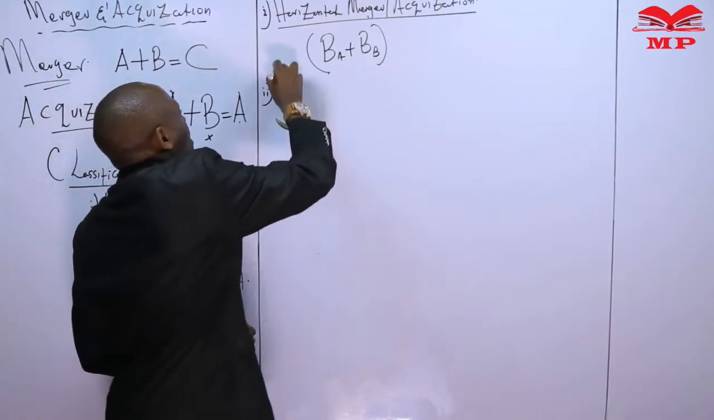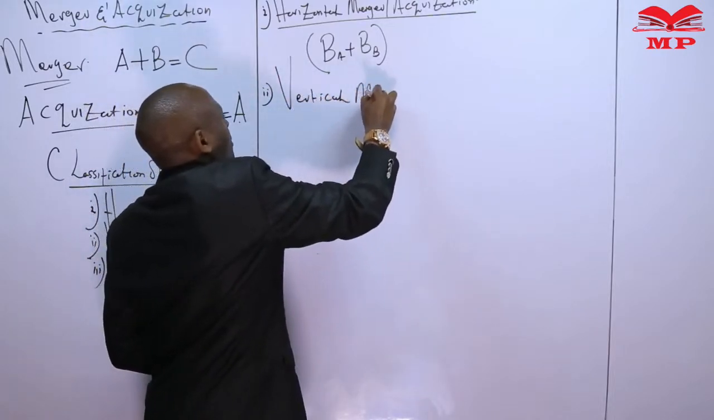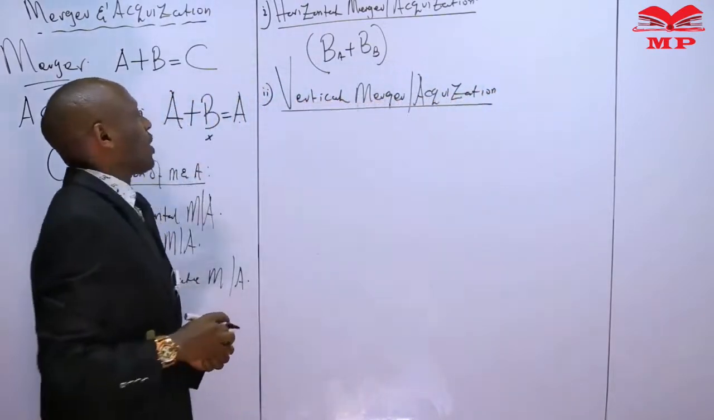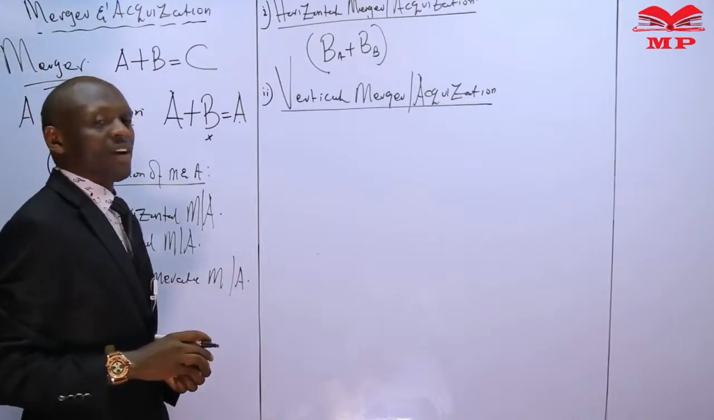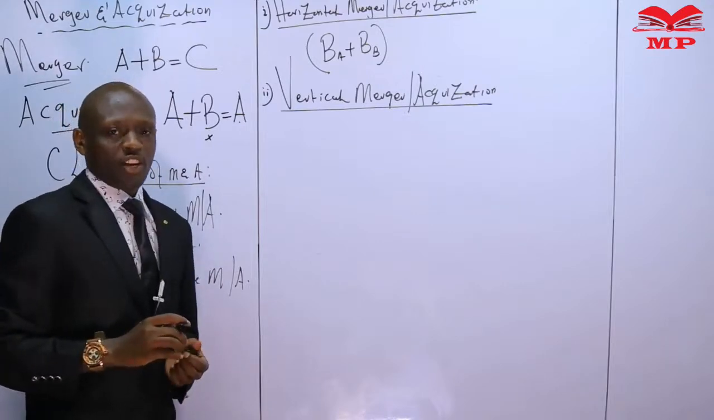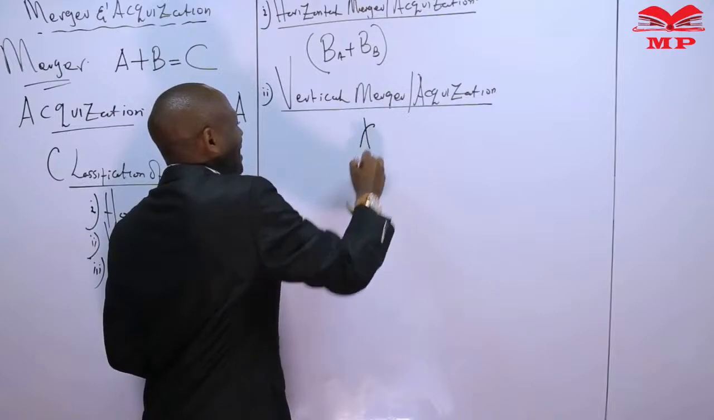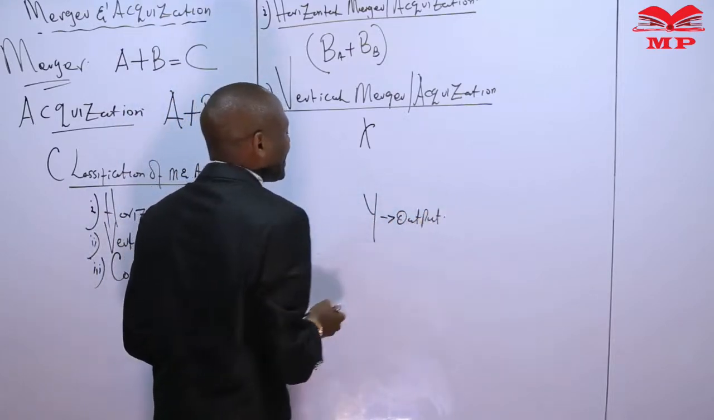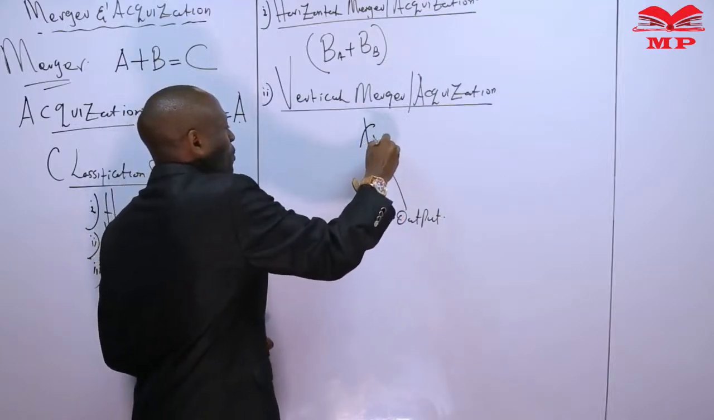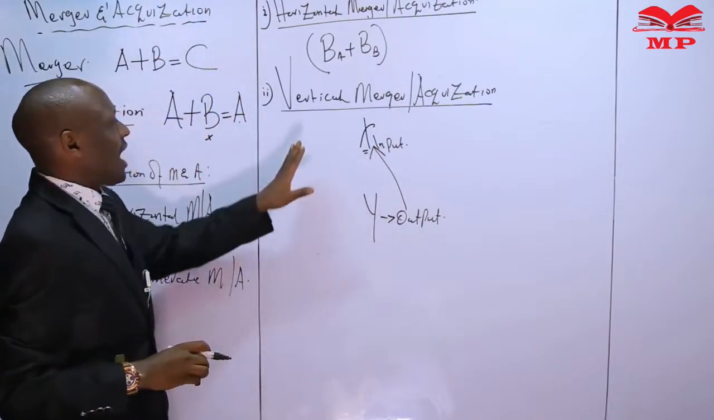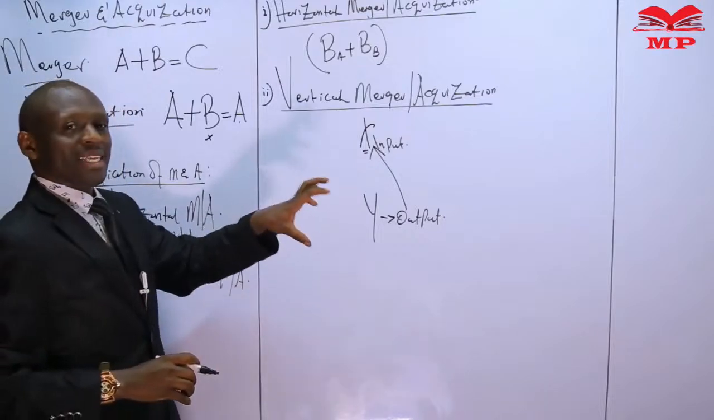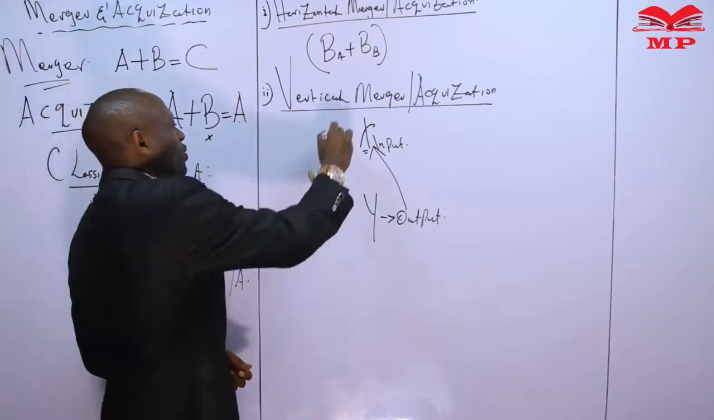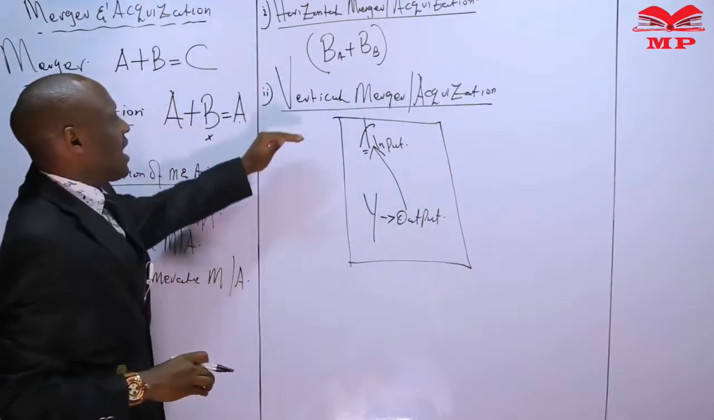Number two, we talk of the vertical merger or acquisition. In a vertical merger or acquisition, this is where two entities at different levels of activities combine together to form a completely new entity. For example, if you have one entity X, there is another entity Y, the output of entity Y is an input for entity X. That is a vertical merger. Two firms which may be in the same industry, but one firm's output is an input for the other firm. In such a case, when the two firms come together, we say that it is a vertical merger.